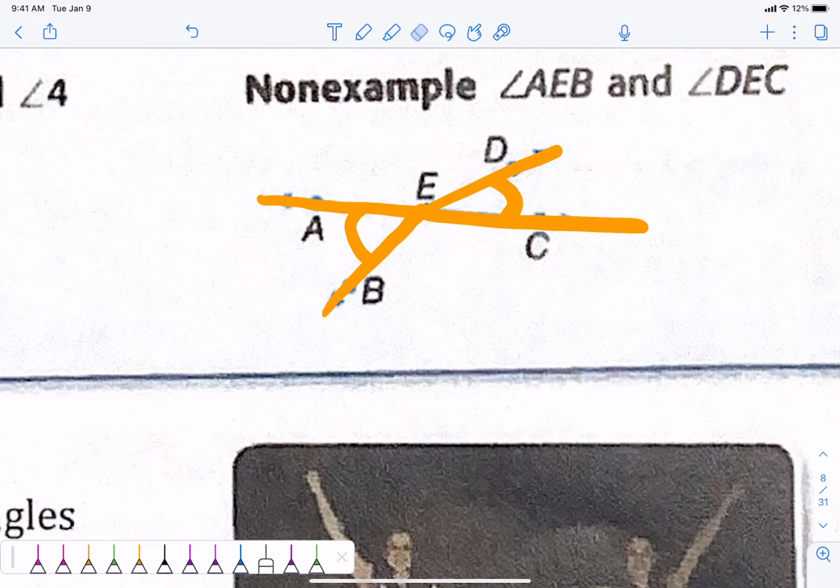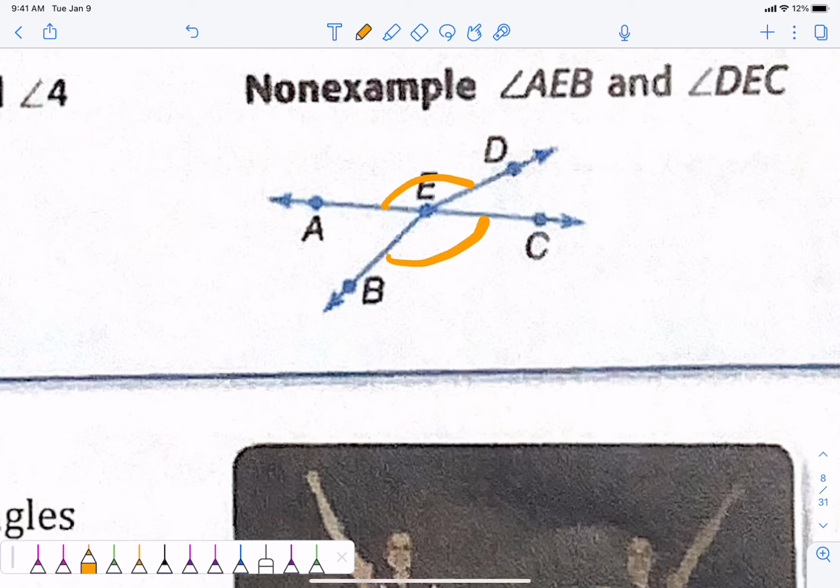Like, would that still work? Like this one right here and this one? Is that what you're saying? No. What? Oh, never mind. What are you saying? Never mind. I get it now. Okay.